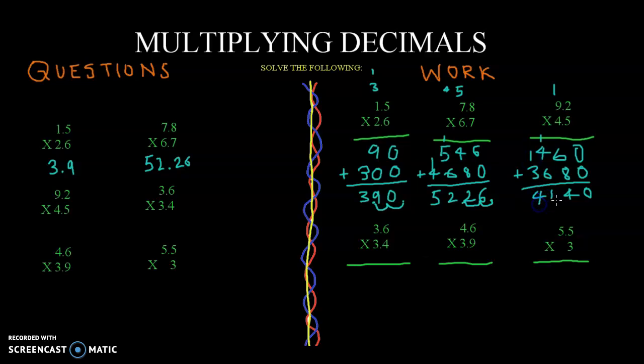So our answer, 41.4, since we have 2 decimals, so we just need 1, 2. So 41.40, right?